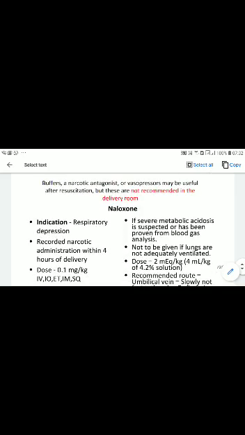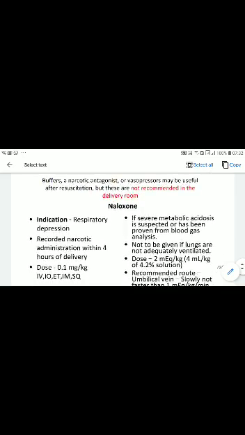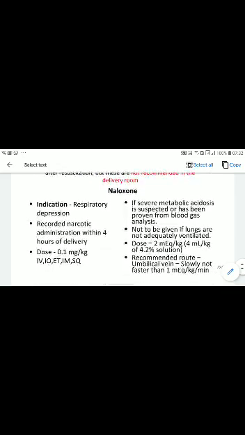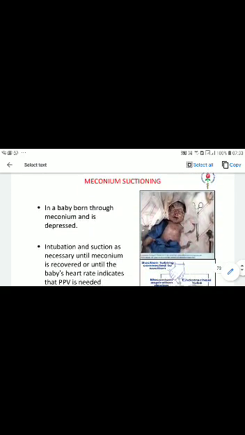And naloxone, if the mother has been given sedatives like morphine. Meconium suctioning. In a baby born through meconium who is depressed, you have to give suction.